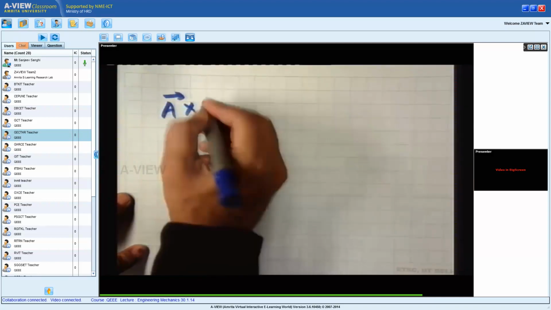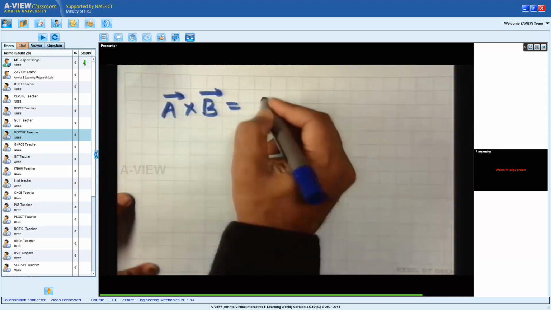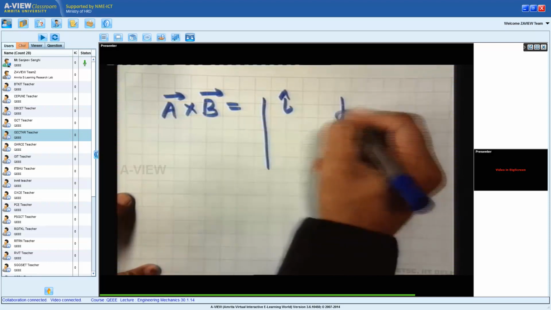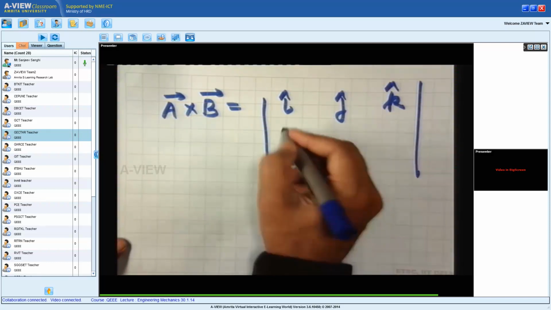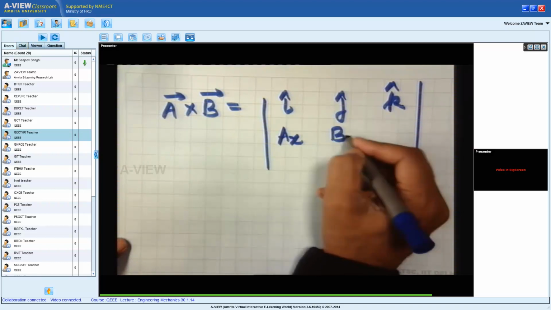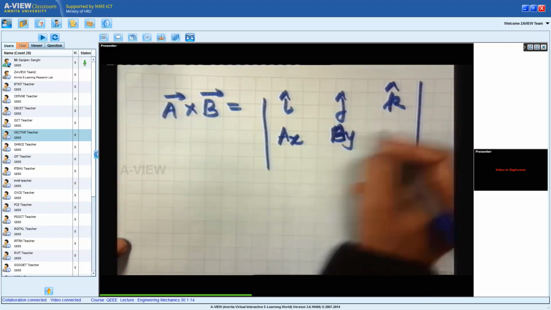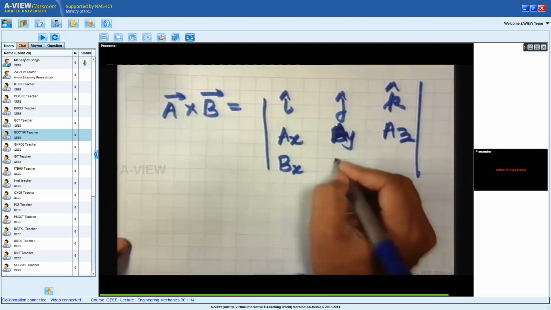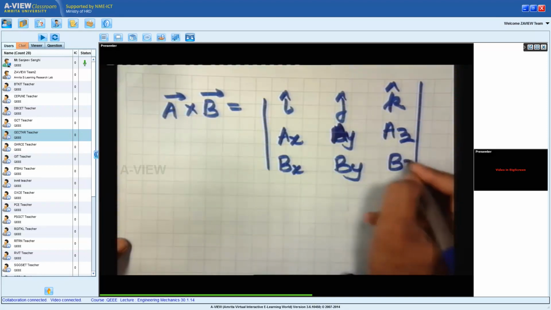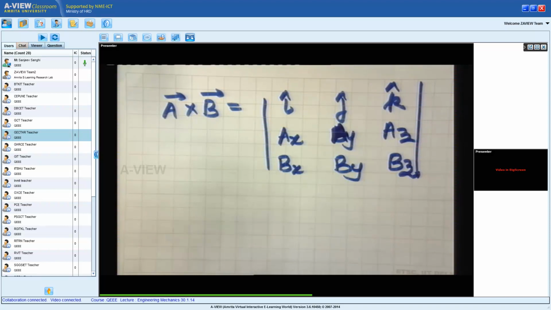A cross B can also be expressed for Cartesian coordinates in terms of a determinant. We write the determinant value of i, j, k, then AX, AY, AZ, which is vector A, and BX, BY, BZ. So if I open up this determinant, I will be able to get the vector A cross B.